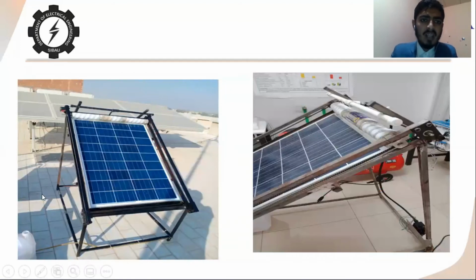This is the hardware design of our system. We have placed it on top of academic block 3 in our university, and this is a roller brush. With the roller brush, we have attached a stepper motor. This is the stepper motor, and this is the DC pump for spraying the water, and this is the pipe from which the water will be sprayed.